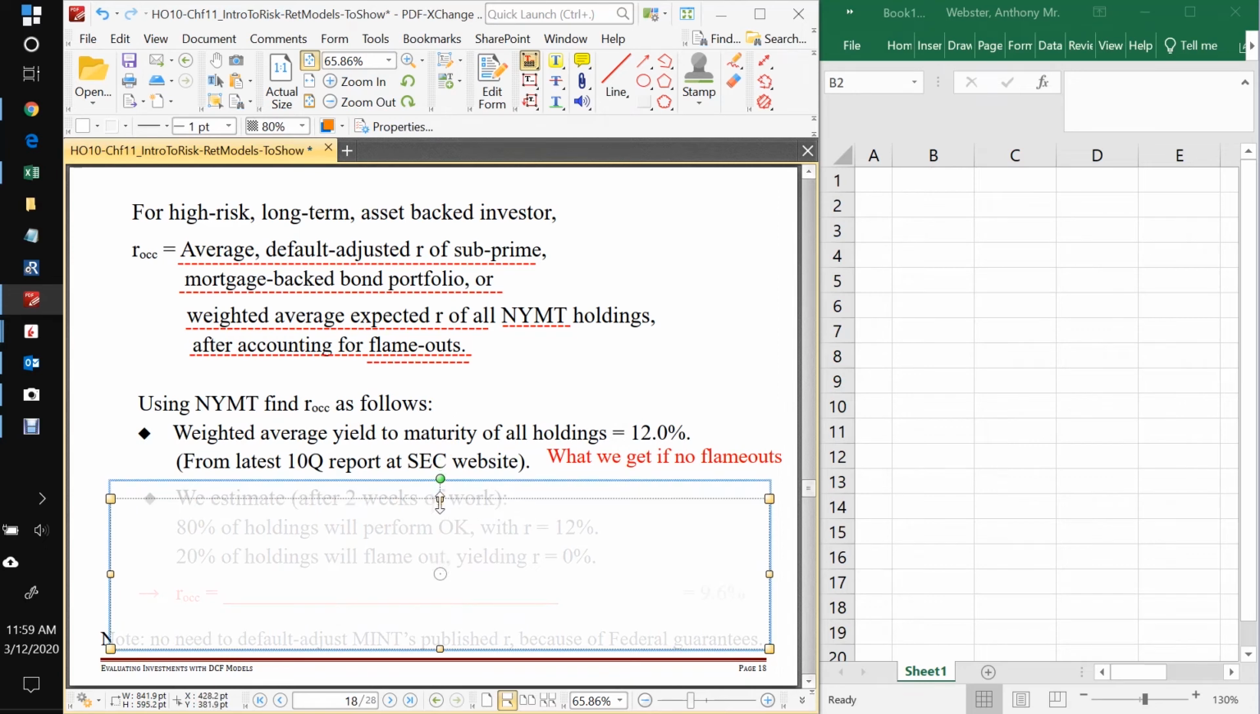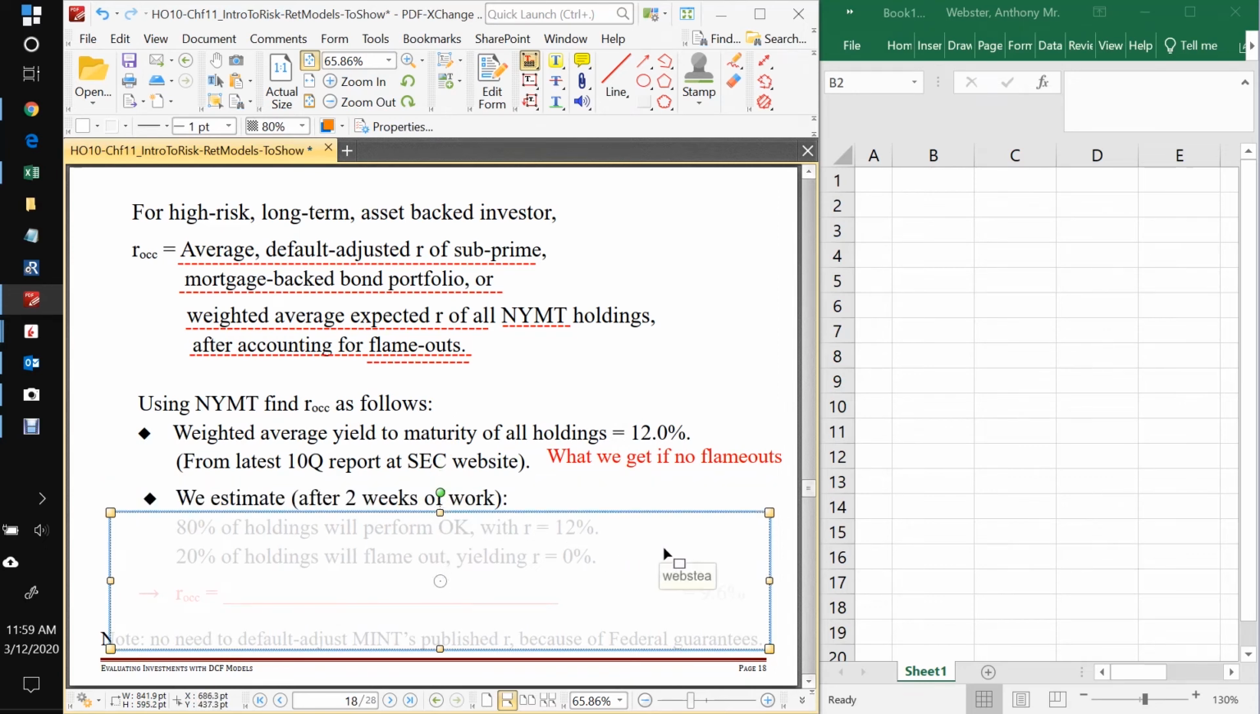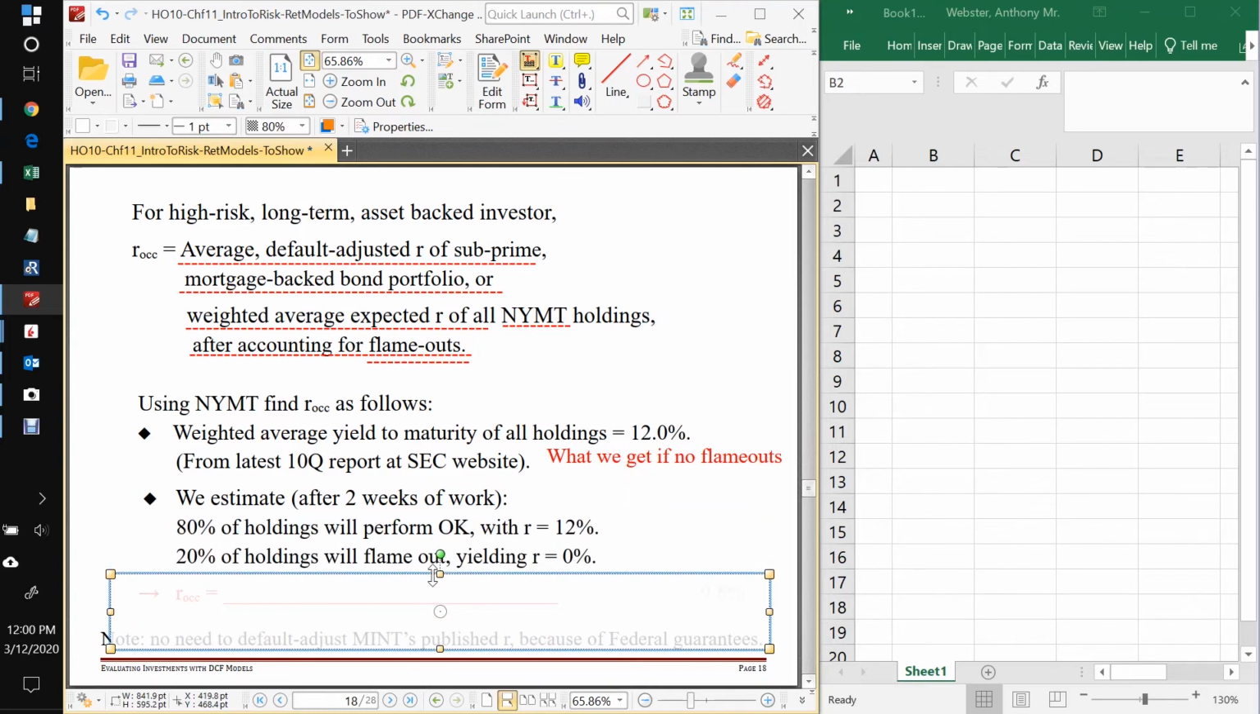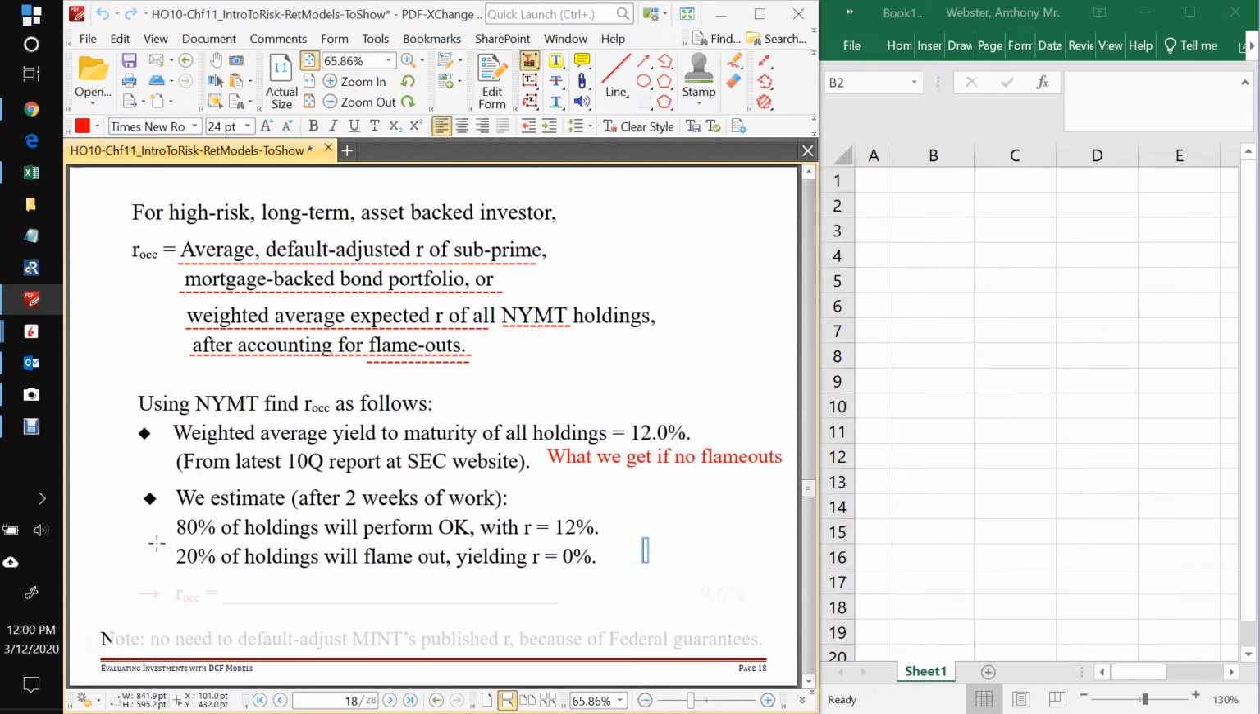So what we would do, we'd work for 2 weeks, no joke. This is a lot of work because we're going to have to dig through all of their holdings. And after 2 weeks' worth of work, we'd say our best estimate is that about 80% of these holdings are going to perform okay, and they're going to give us that weighted average R of 12%.